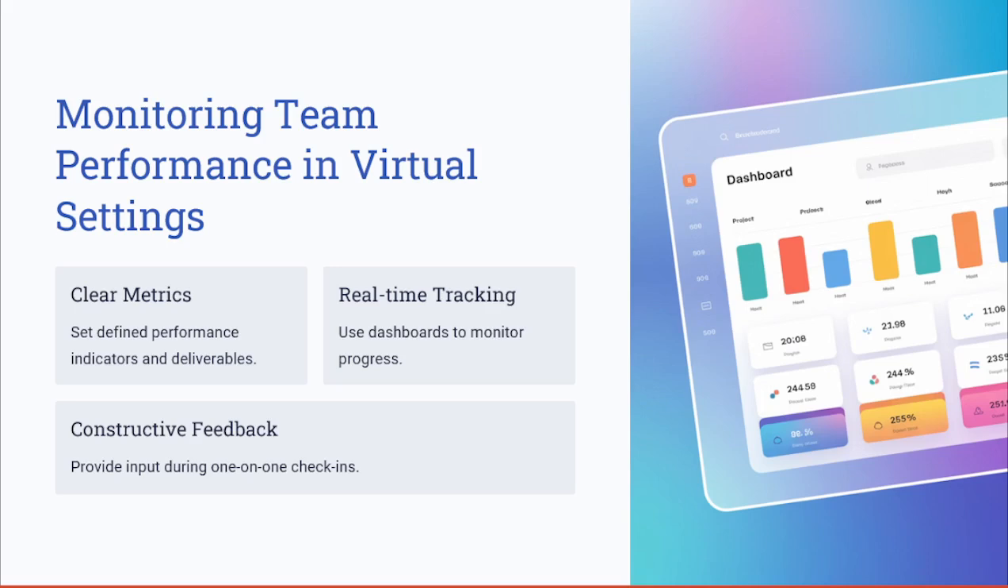Again, to monitor team performance, we say to set clear performance metrics and deliverables, so each of the team members knows what to expect as the final deliverables. You also need to ensure that they are aligned with the project goals and objectives. You may use dashboards to track the progress and issues in real time and provide constructive feedback during one-to-one check-ins if needed.